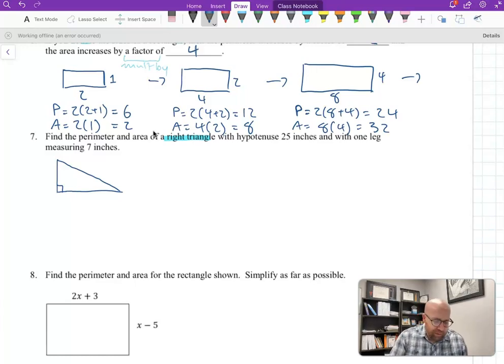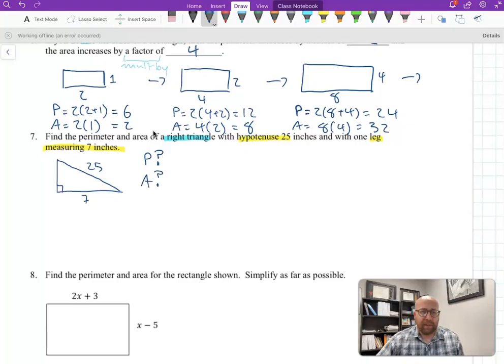And it tells me that we have a hypotenuse of 25 inches and one of the legs is 7 inches. So it doesn't matter which leg you label. We could label it, this leg is 7 and then our hypotenuse is 25. We want to know what is the perimeter and what is the area.